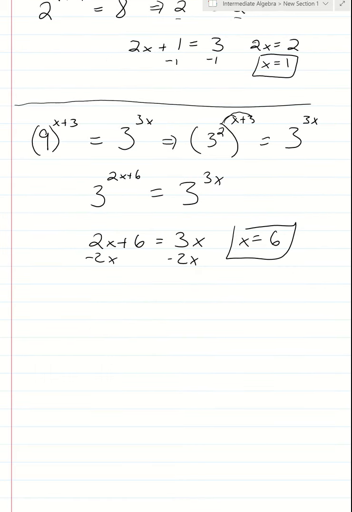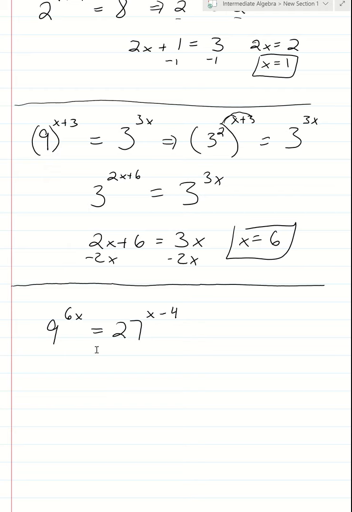Let's try another. Let's say we had the following. We might have, let's say, the number 9 raised to the 6x power equals 27 raised to the x minus 4 power.